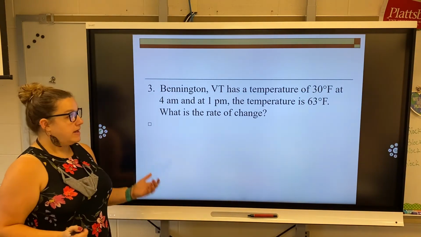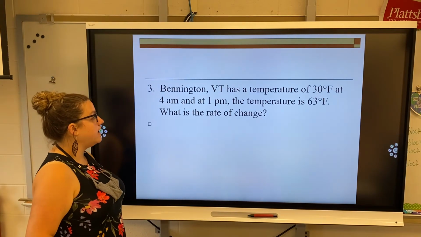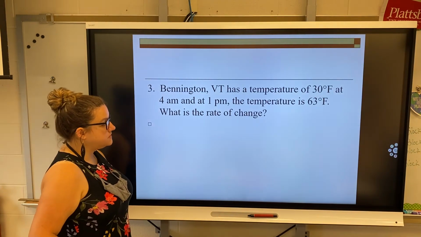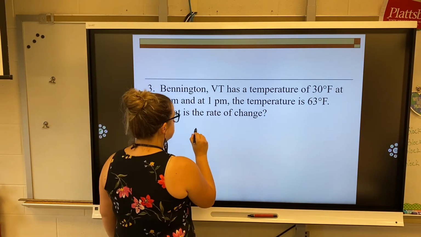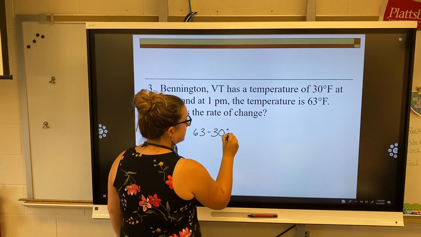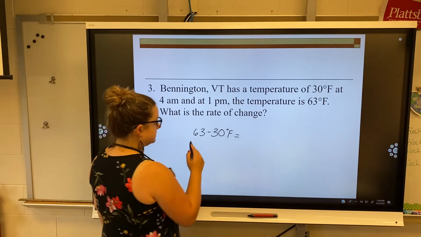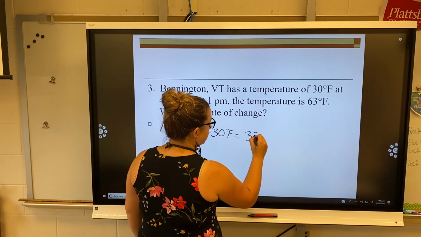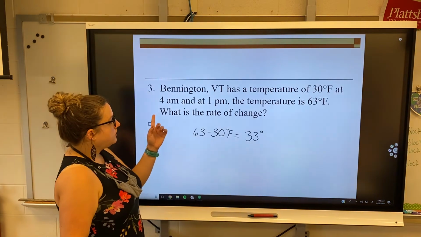In Bennington, Vermont, it has a temperature of 30 degrees Fahrenheit at 4 a.m. and at 1 p.m. the temperature is 63. What is the rate of change? So it's a change in value, 63 minus 30, and we're talking about degrees Fahrenheit here. This one I can kind of do in my head. So 63 minus 30 is 33 degrees, the change in value, over how much time?